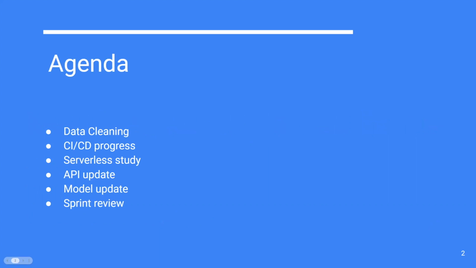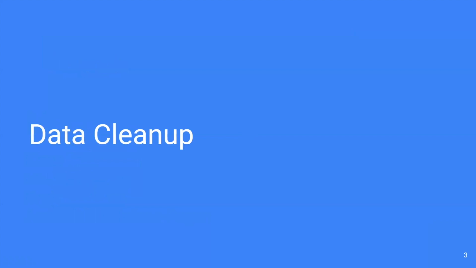These are the topics we'll talk about today. The first is data cleaning we did for the Austin permit dataset and progress we've made on our continuous integration and continuous deployment. Some research we've done on serverless, updates on our API and model, and finally our Sprint review. So first we'll talk about data cleanup.